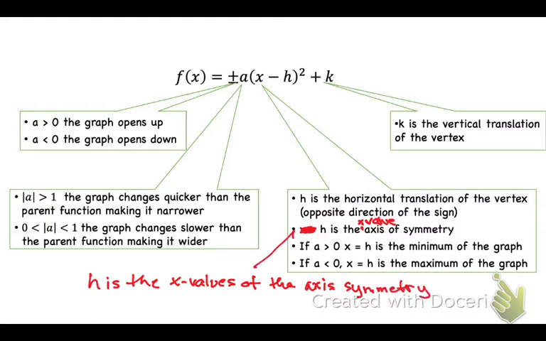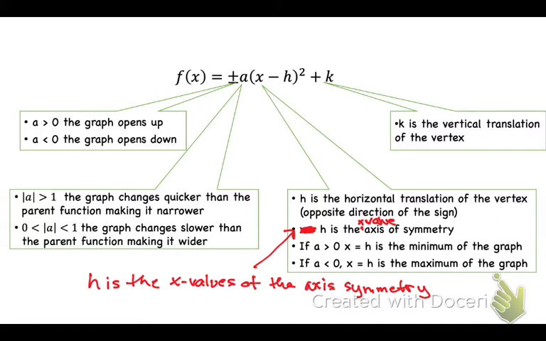That is really sloppy. Okay, if A is greater than 0, H is the minimum. All that is doing is telling you whether this is a min or max. If it opens down, is the vertex going to be a minimum or a maximum? Maximum. If it opens up, minimum. That's all that says. You don't really need to write that down if that makes sense to you.